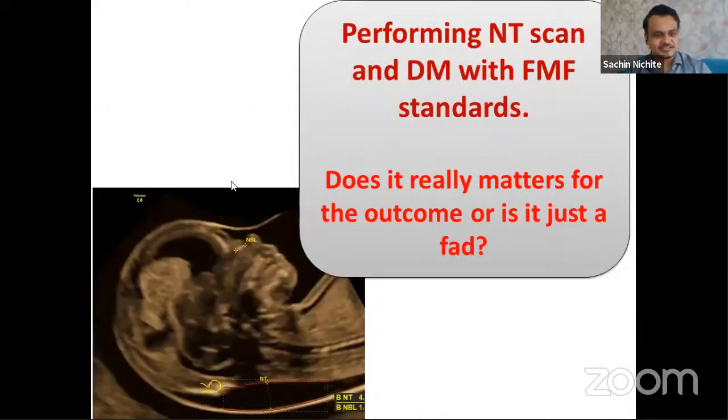It is very important. I will say it is the most important question of the whole panel or the whole webinar itself. Performing an NT scan and double marker with these FMF standards, does it really matter for the outcome, or does it really matter for my own practice, or is it just a fad? Or is it just a propaganda going on? So I should start this question from Pratima Madam first. Yes, our teacher has to explain this. Ma'am, over to you.